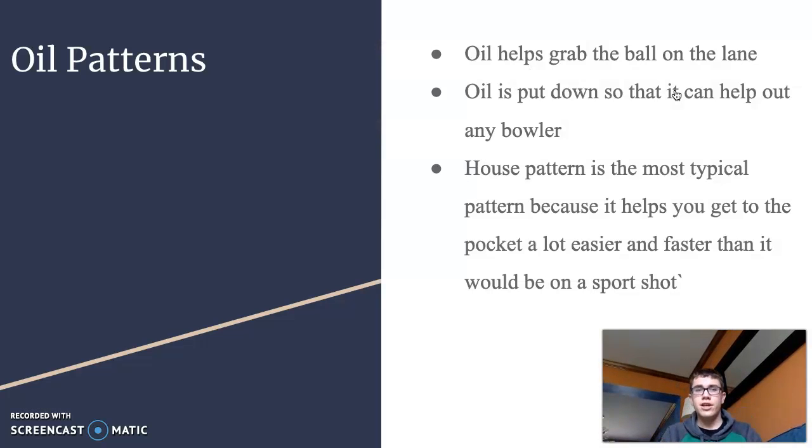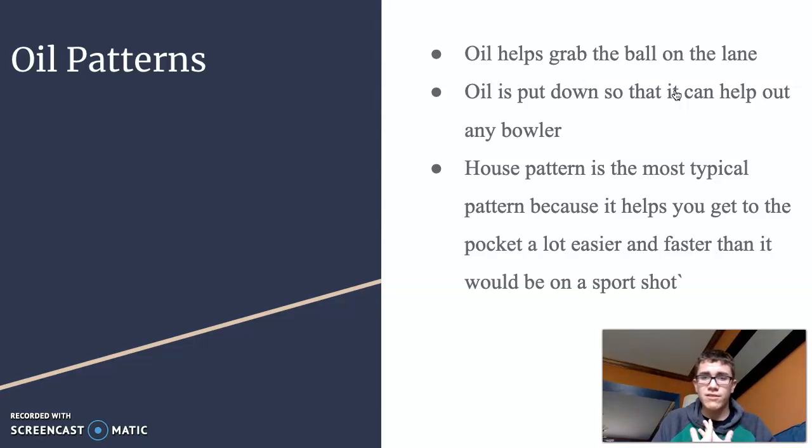So the oil patterns. As I explained earlier, the rotation of the ball is how you get it to the pocket. So the oil helps grab the ball so that it doesn't slide off to the right or to the left into the gutter. And then the oil is put down after the bowling lane is closed, to put down a fresh new set of lanes. The house pattern is the most common one, because that's the one that helps average bowlers, from young ages to older ages, get to the pocket a lot easier, so that it doesn't move around that much.